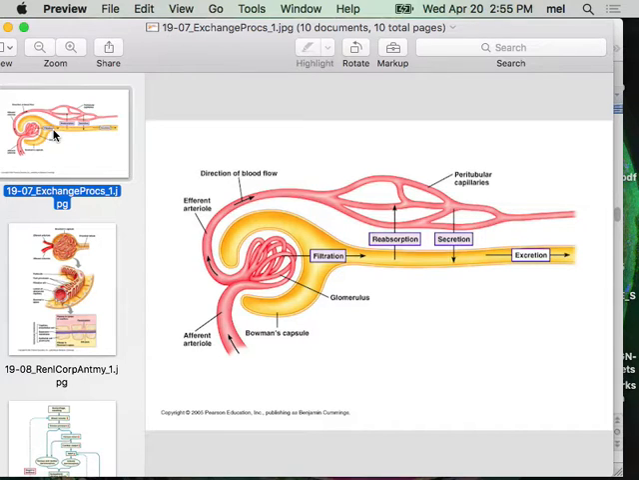Which direction should it move things? This direction. What should it move? Well, I need to reabsorb a whole bunch of water because the process of filtration filters out 47 gallons. You filter out more than 46 and a half. You reabsorb more than 46 and a half gallons. So I reabsorb a whole bunch of water.